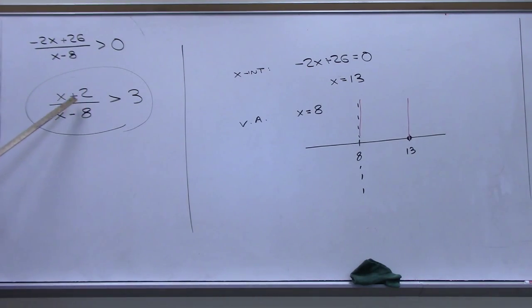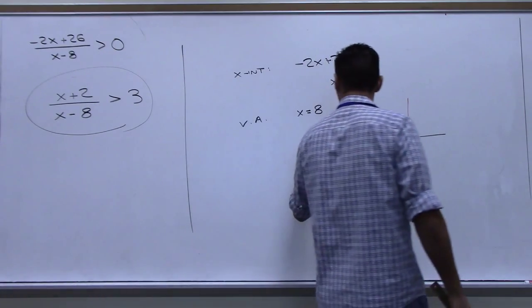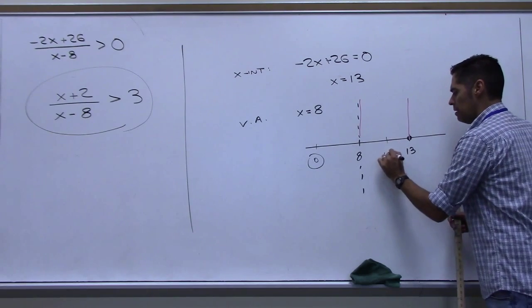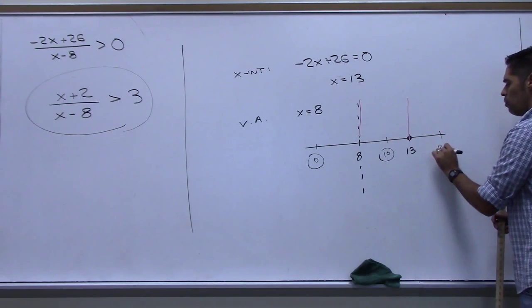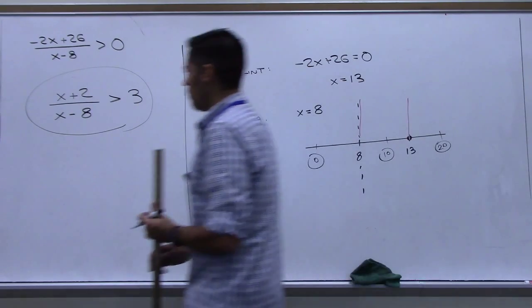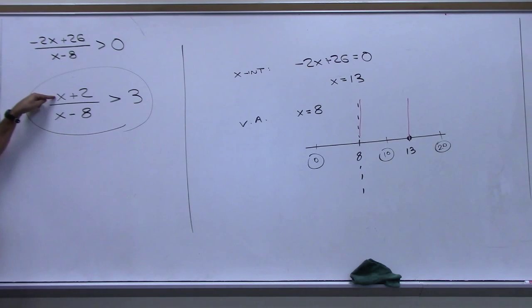Be careful though, we're testing to see if this answer turns out to be bigger than 3, right? Not bigger than 0? Bigger than 3. So let's test a number over here, like, how about 0? Isn't 0 over here? And then over here, let's do 10. And then over here, let's do like 20. How about 0? What do you get when you plug in 0?